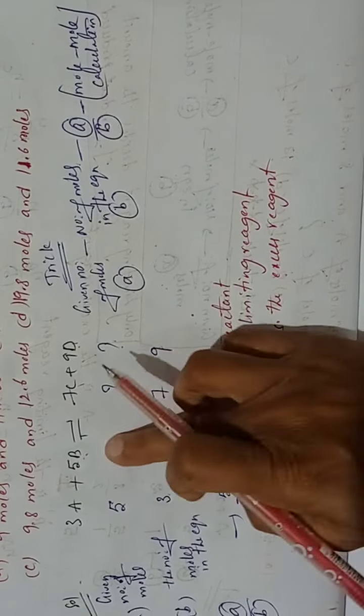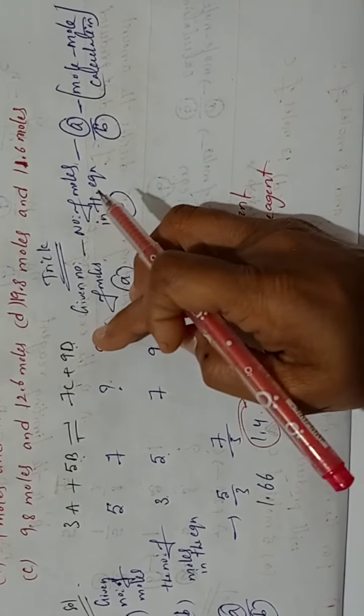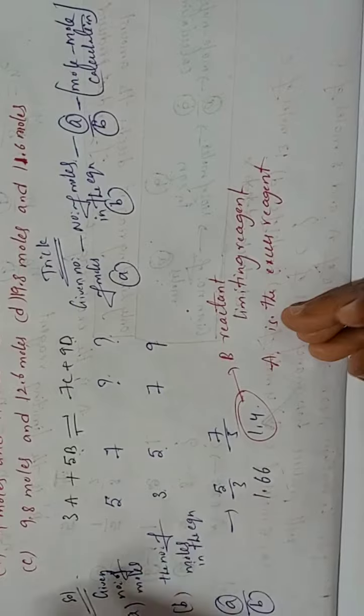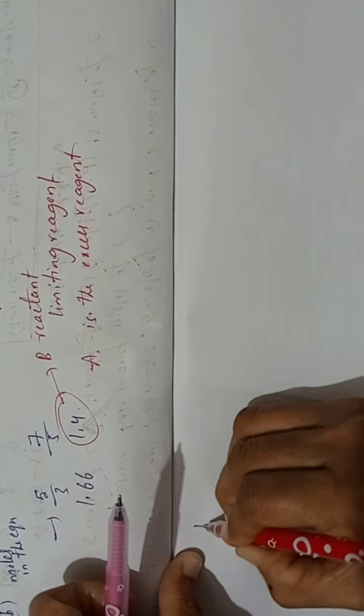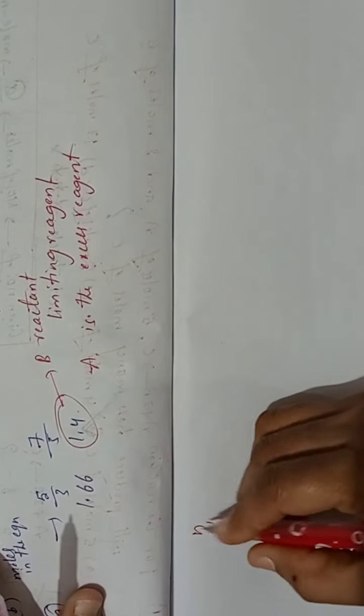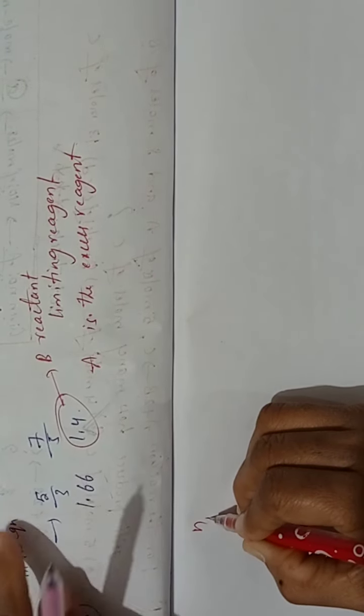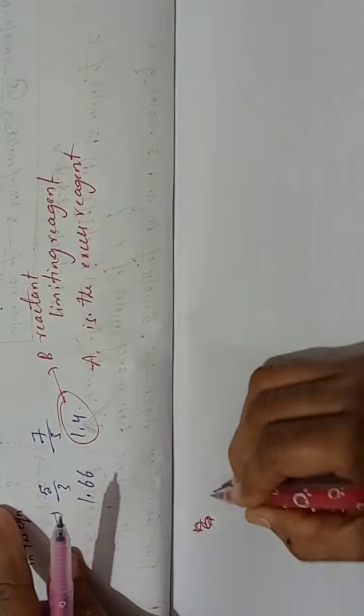See here, 5 by 3, 7 by 5, number of moles of C by 7, number of moles of D by 9. Okay, like that I'm writing, students. See here, number of moles of A by 3. Okay, now I am writing it as a direct step.